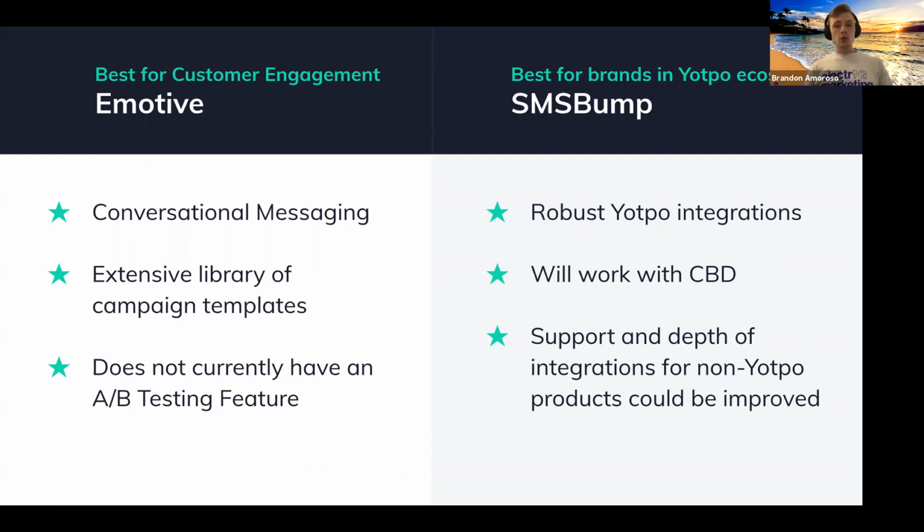Next is SMS Bump, which has really strong Yotpo integrations. So if you're using Yotpo Loyalty and Referral and some of the other suite of products, this could be a good fit for you because of how well it plugs in with that ecosystem. Now, that being said, I do think there are stronger integrations with some of these other SMS platforms for non-Yotpo products, which makes sense, because if SMS Bump is in the Yotpo family, the integrations within the Yotpo ecosystem are going to be a little bit stronger than they might be with SMS Bump and Loyalty Lion, for example.